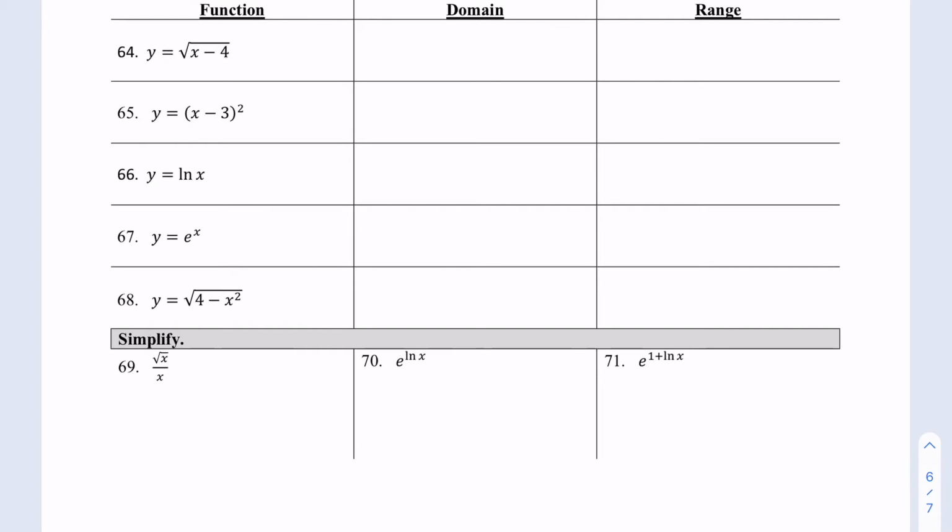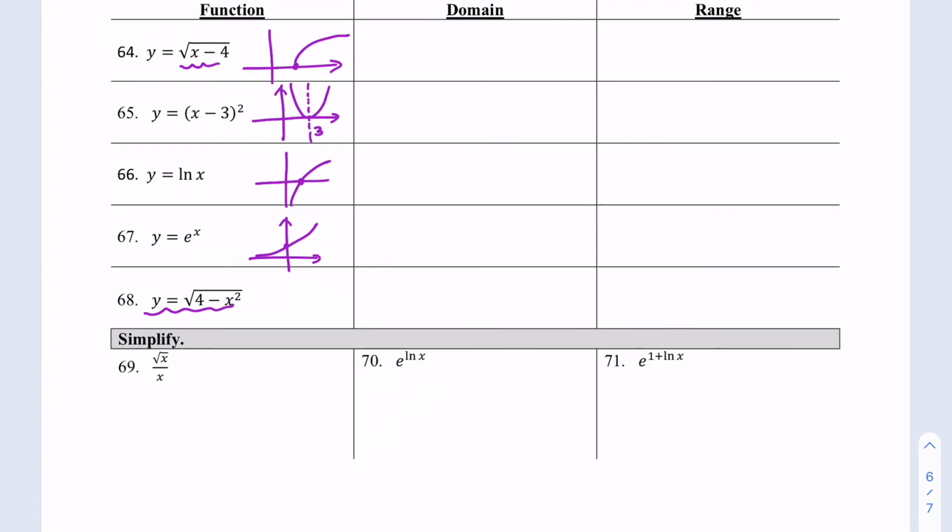From 64 to 68, there are domain and range problems. We have to be a little bit familiar with the graph of each function. So the square root function, that's what the graph looks like. Parabola, x equals 3. Opens up. Then e to the x. This one is a little bit tricky.